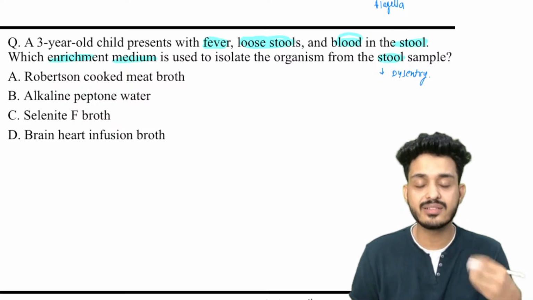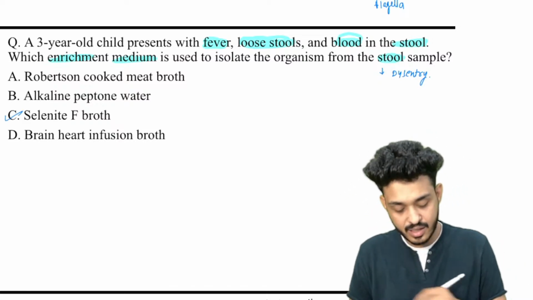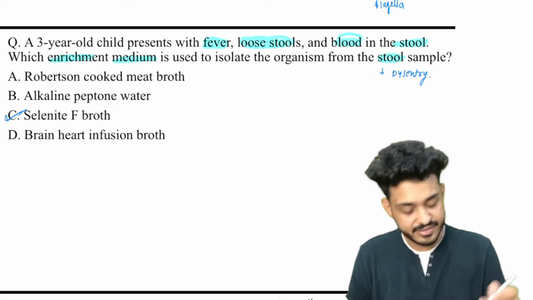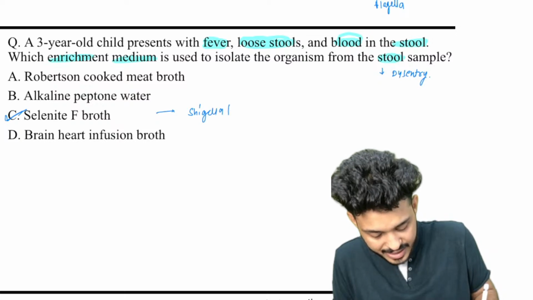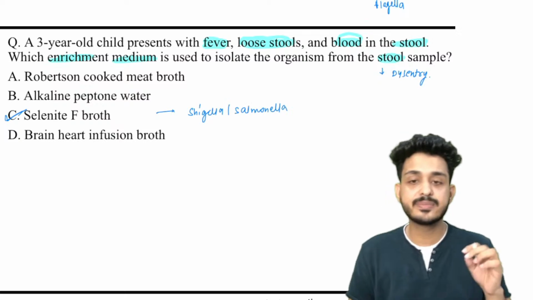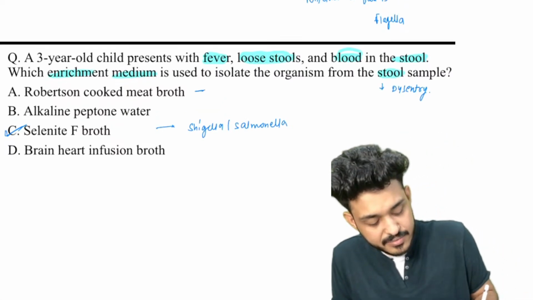Okay, dysentery is because of Shigella, and the enrichment media that we are using is your selenite F broth. Selenite F broth we are using for Shigella and Salmonella. Dysentery is basically blood in the stool, right? That is the dysentery. RCM we are using for what?